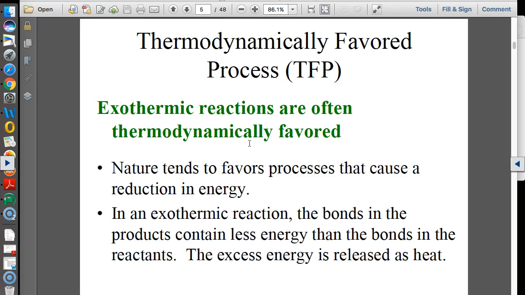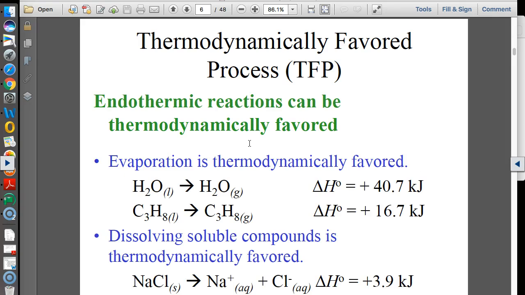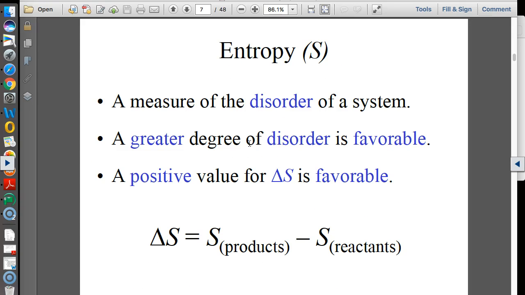You have to look at all the things that are part of the system. Endothermic reactions can be thermodynamically favored. An example of that is evaporation, the evaporation of propane or water, either one. Why is that? If it's endothermic, then it has to have positive entropy. These water molecules and propane molecules as a gas are going to have more entropy than the liquid, and that's what's going to drive the process. Entropy is S.